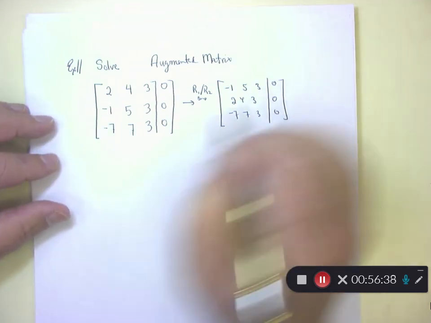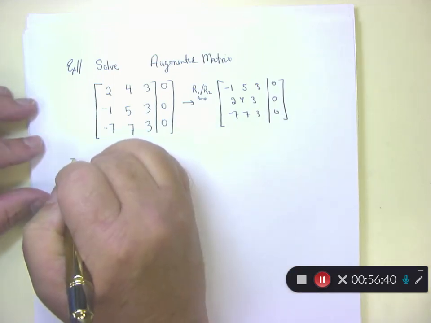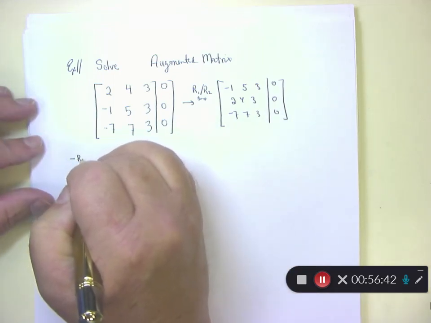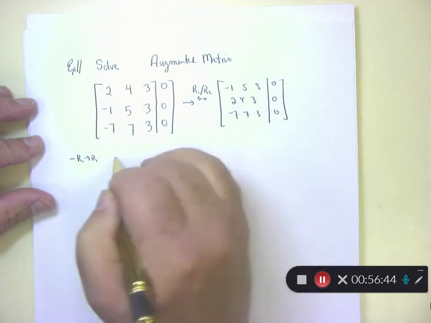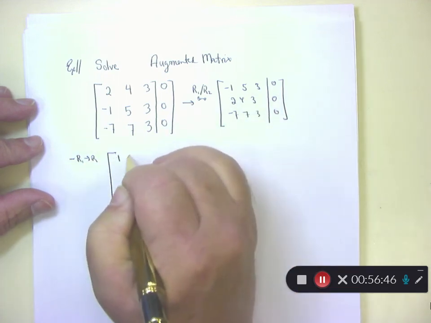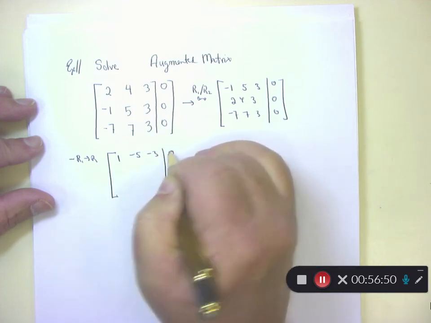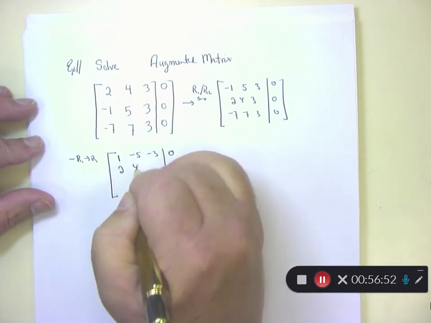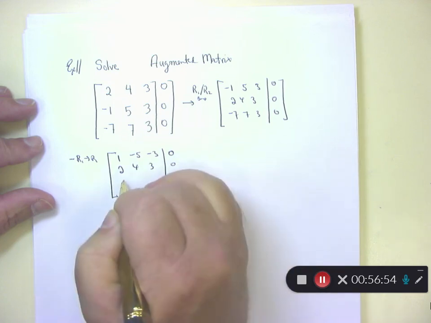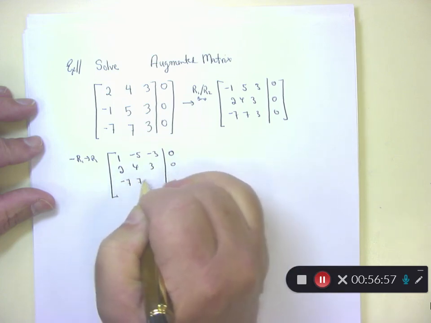And then, what would I do? I would do a negative row 1 and replace row 1 with it. I'm going to make them a true pivot. 1, -5, -3, -0, that's still 0. 2, 4, 3, 0, and then -7, 7, 3, 0.